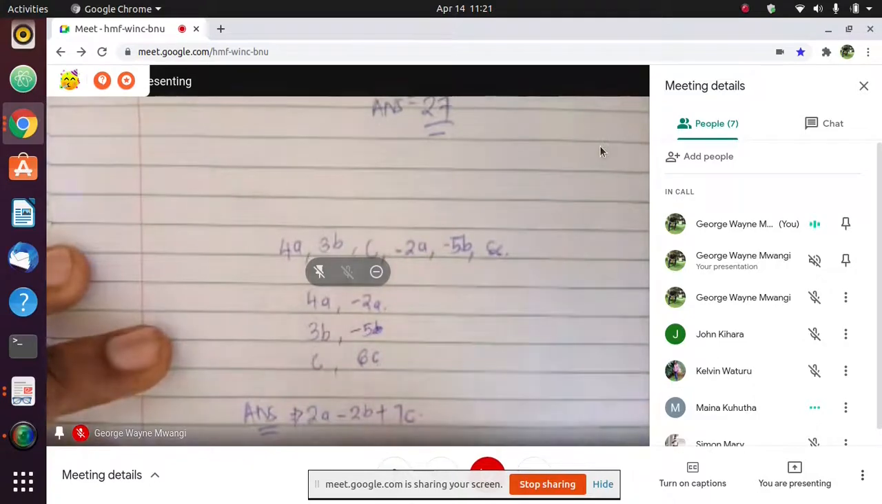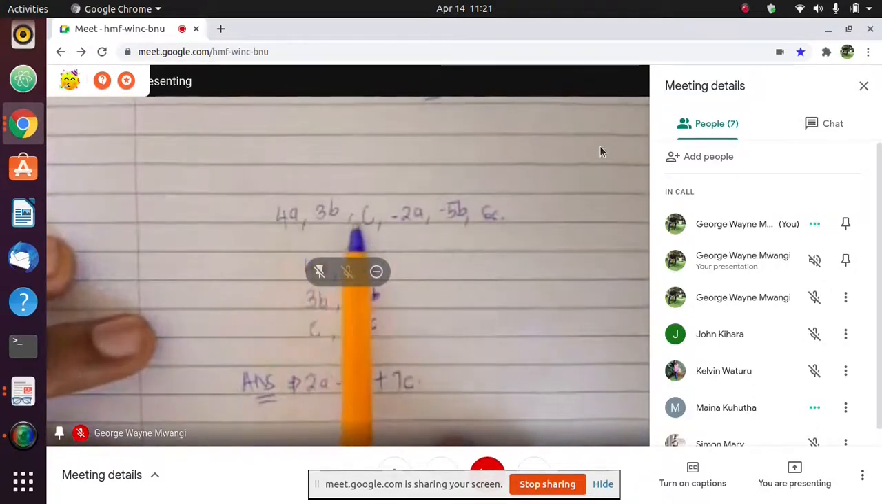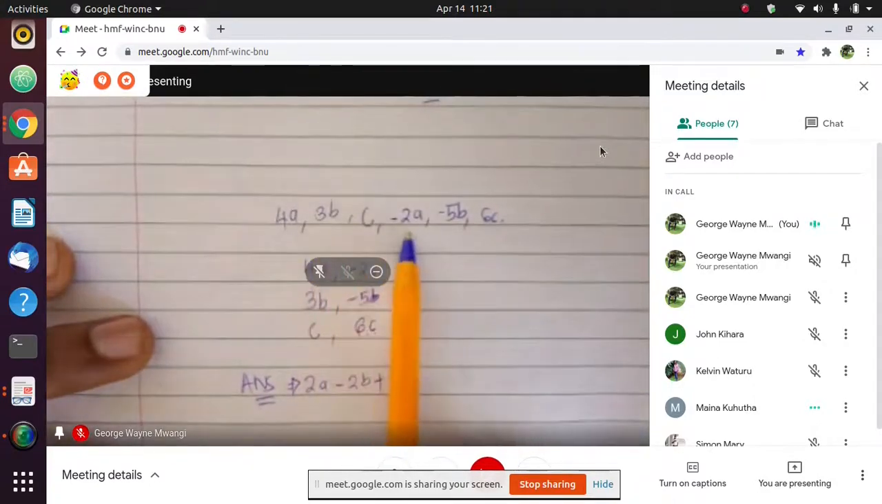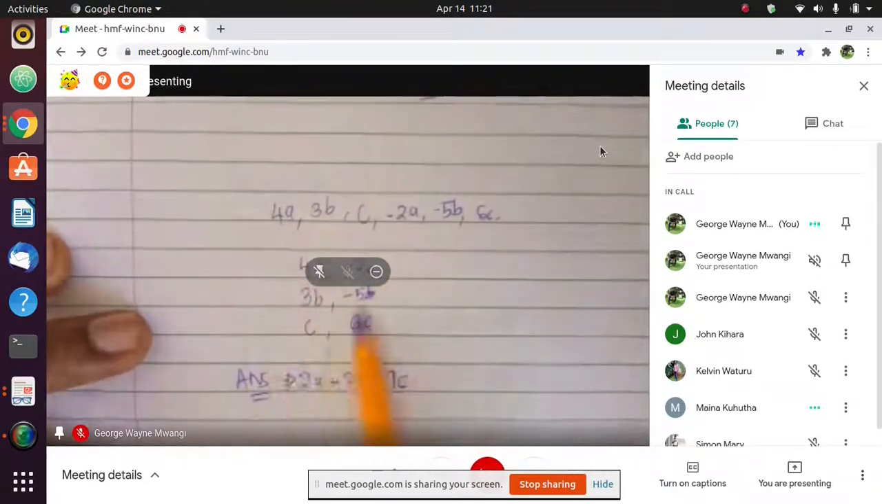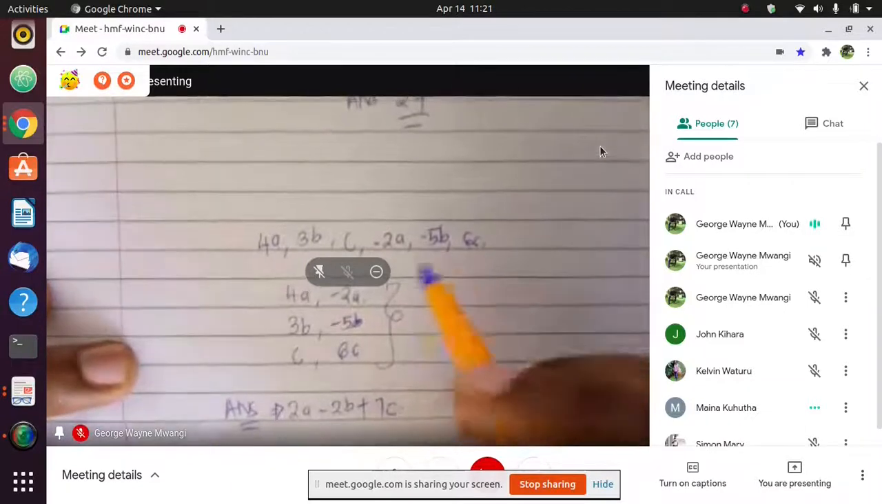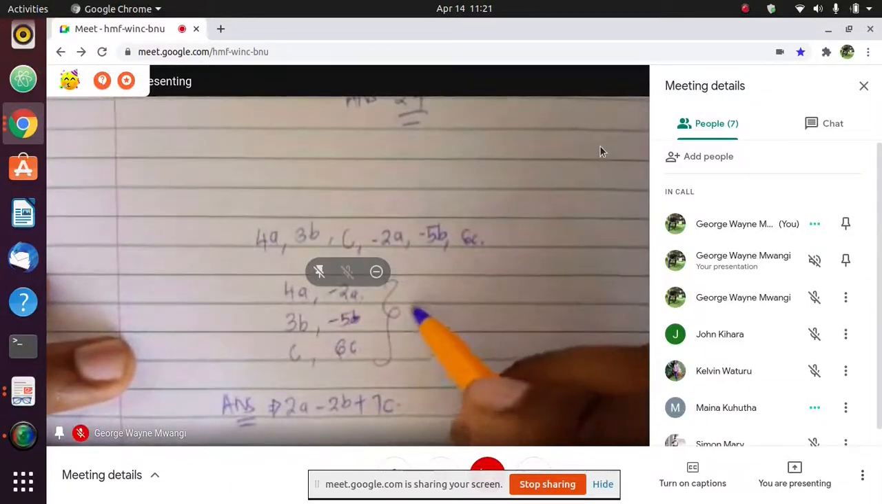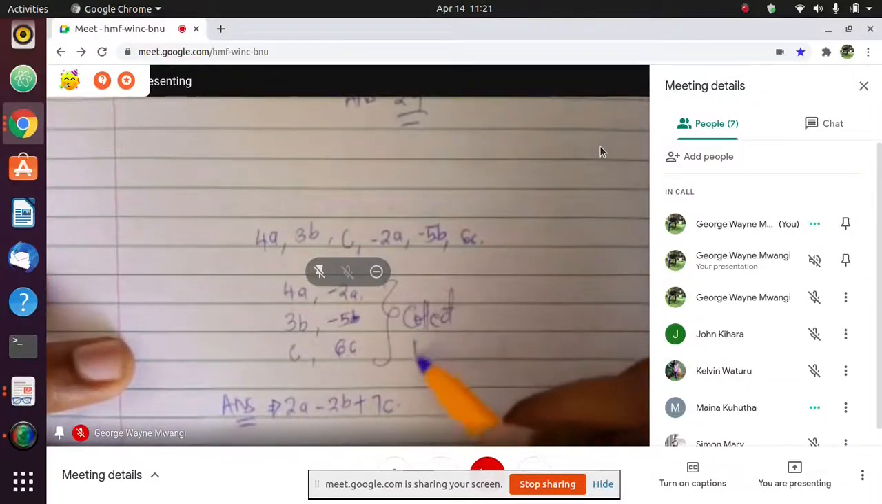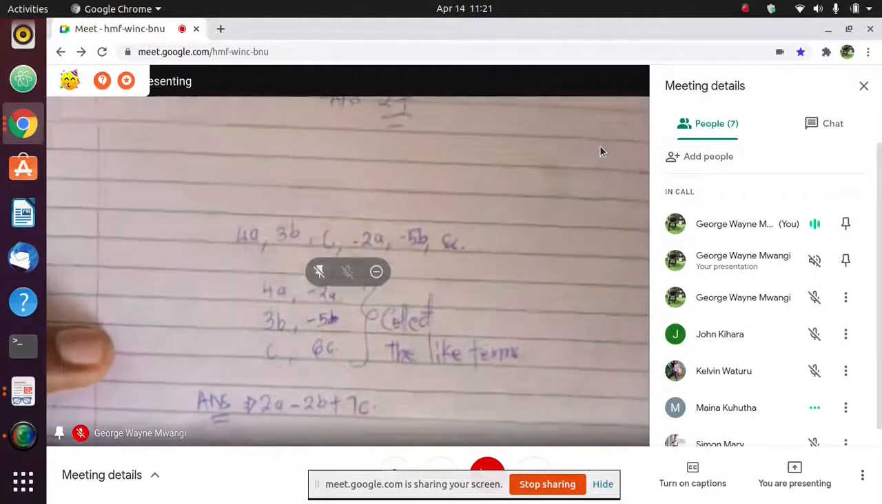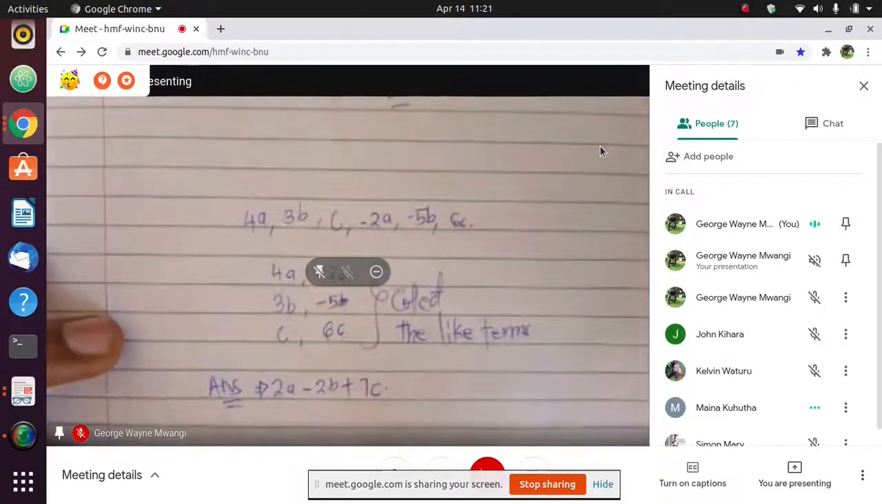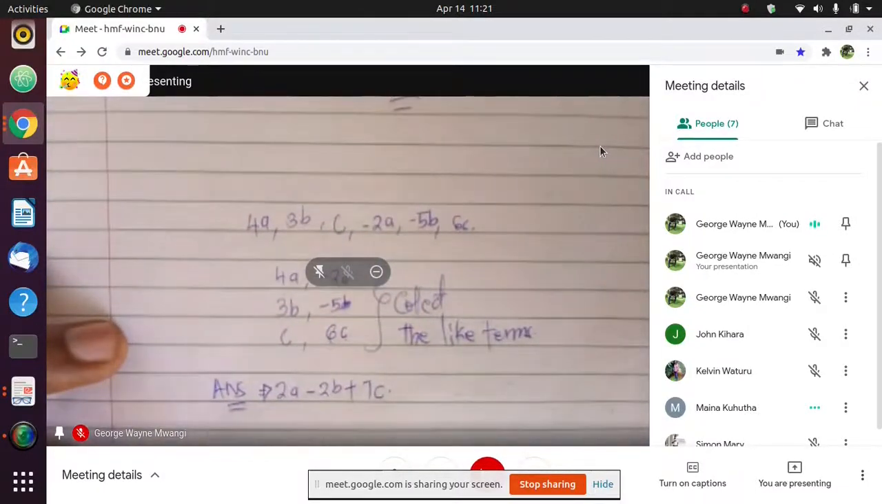We've been told to add 4a, 3b, c, minus 2a, minus 5b, 6c. We collect the like terms. Always, when you're given algebraic expressions, always collect the like terms. Once you collect the like terms, you solve that algebraic expression as you have been instructed, and in this case, we have been told to add.